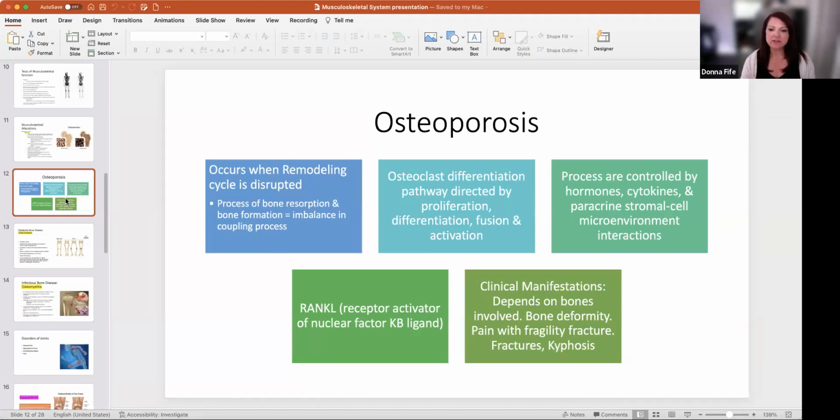And clinical manifestations are going to depend on the bone that's involved. Patient may have bone deformity, pain with a fragility fracture. Fractures can occur, and the patient may have kyphosis of the spine.